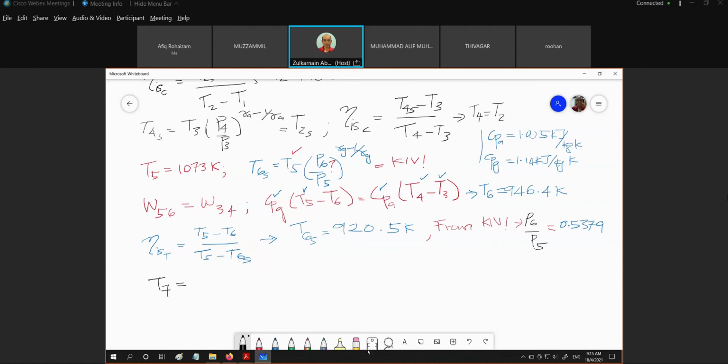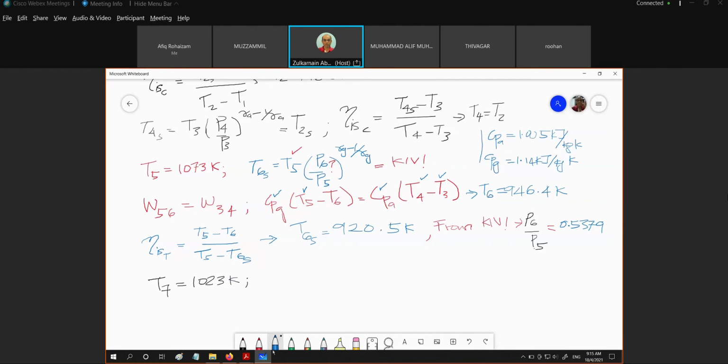Convert to Kelvin: 750 plus 273, which is 1023. Okay. So after T7, which value are we going to get, T8 or T8S? What do you think? Let's try to look at T8 first.